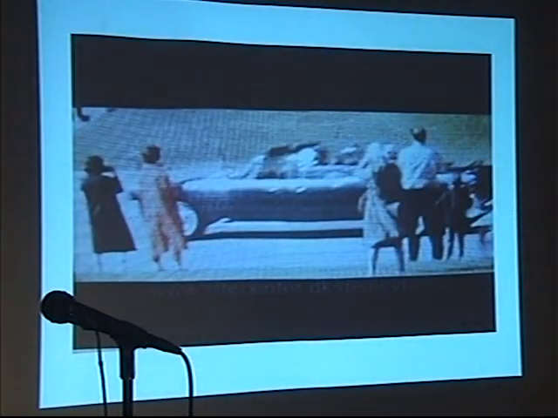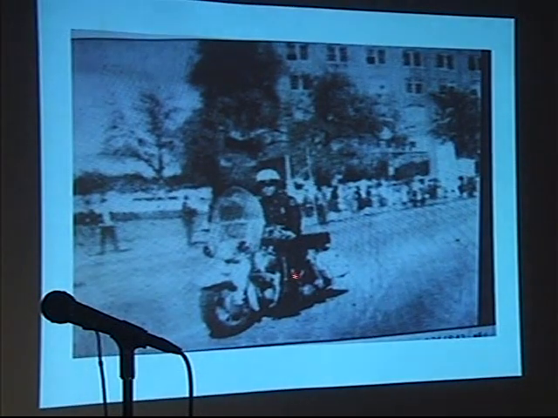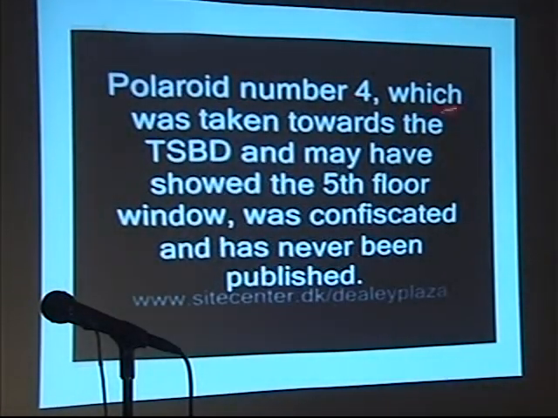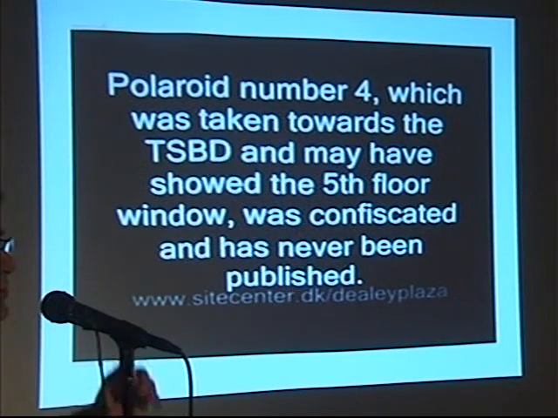Next slide. And here, Mary Moorman is getting ready to take her picture finally. Next slide. And here's where she takes her picture. The car has just passed, and next slide. And next slide. Next slide. Polaroid number 4, which was taken towards the depository, may have showed the fifth floor or fourth floor window, was confiscated and it's never been published or seen since.